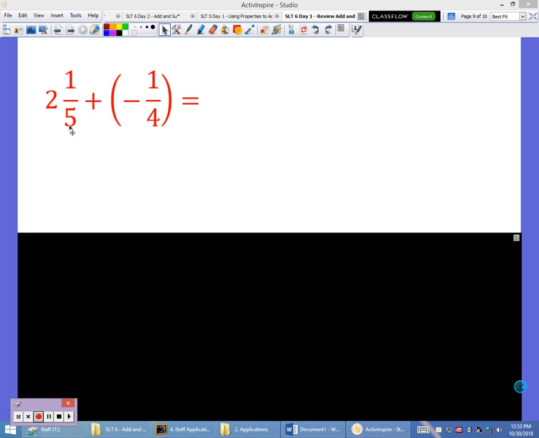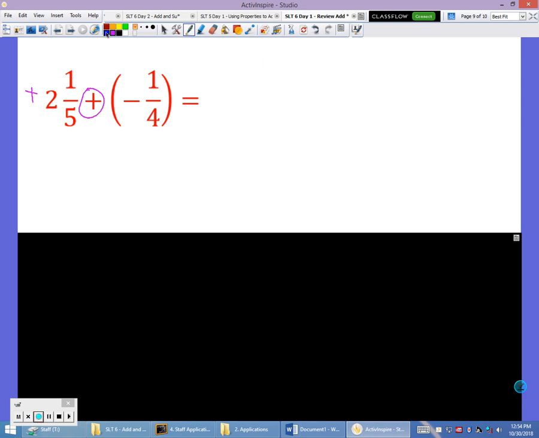So this problem reads 2 1/5 plus negative 1/4. We have an addition problem, so we do not need to change anything. We now need to look and see if our signs are the same or different. This is a positive 2 1/5 and a negative 1/4. Our signs are different, so we need to subtract.